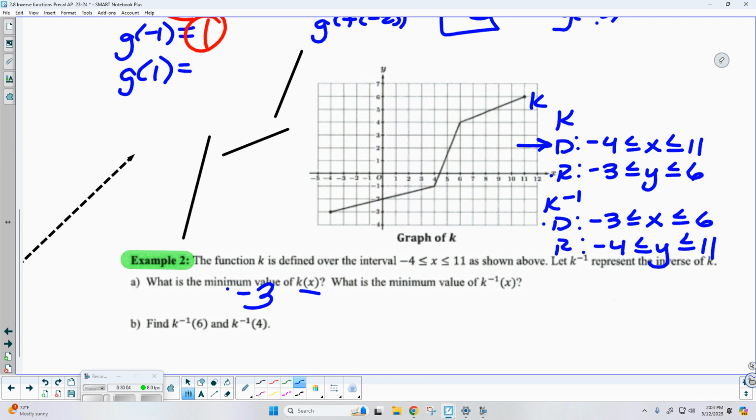Now, if we're talking about a minimum or a maximum value, we're talking about the range. So what's the minimum value for the inverse? -4. There we go. Is everybody okay with that? Okay. Now, speaking of, let's go ahead and get the graph real quick. Okay. So let's take these points.